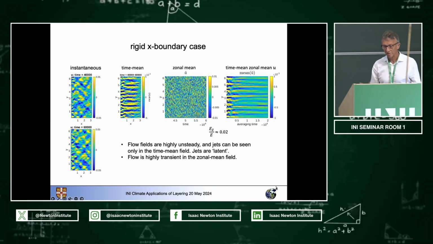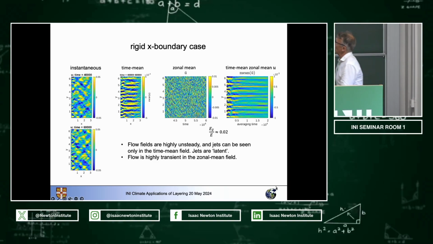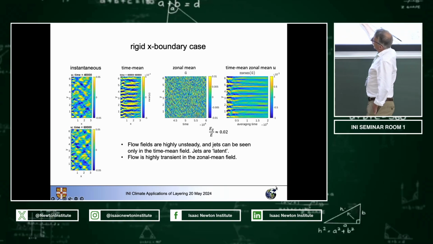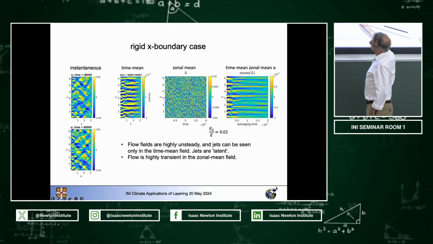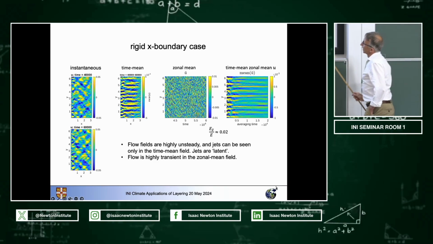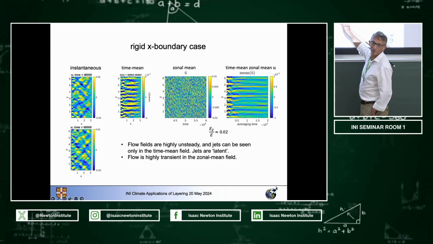Okay, now then, this is a kind of standard result. If we go to the rigid X boundary case, so we simply stick in rigid boundaries, then in the instantaneous flow, it is very difficult to distinguish any kind of jet-like behavior. On the other hand, if we look at the time mean flow, averaged over some suitably long time, then you can see strong jet structure.